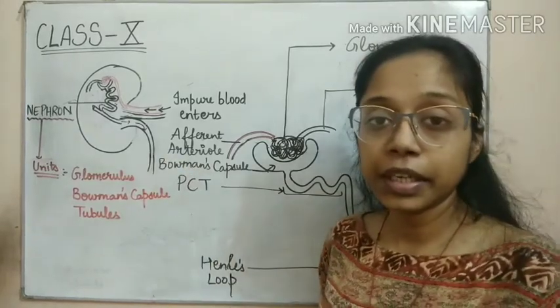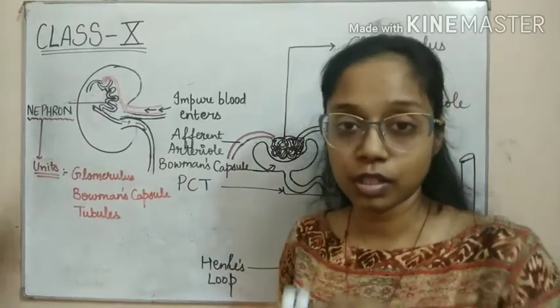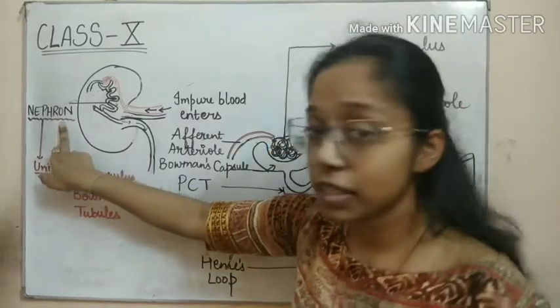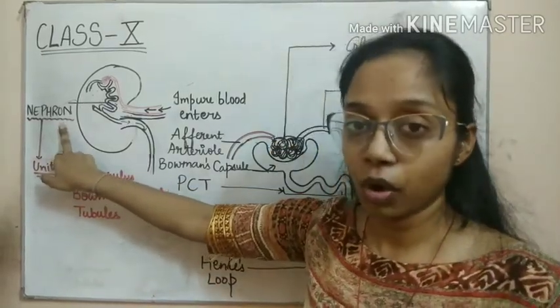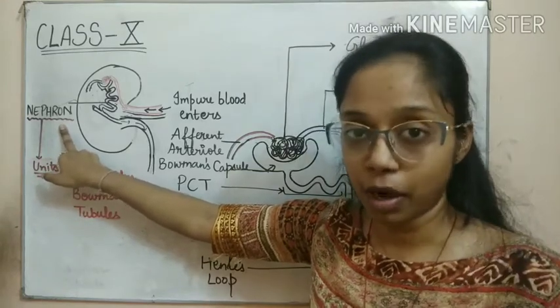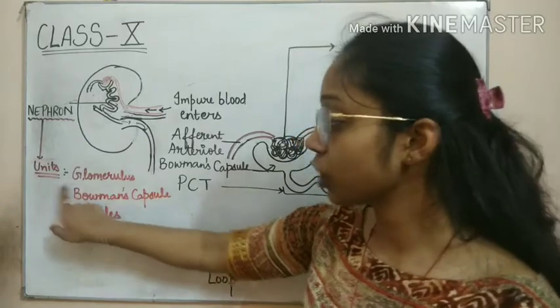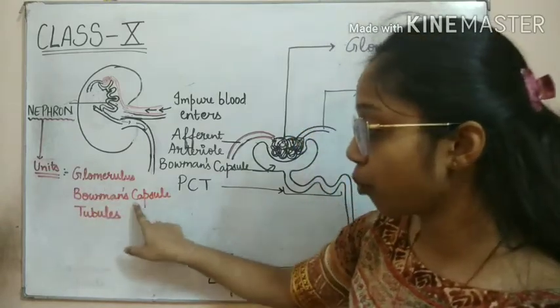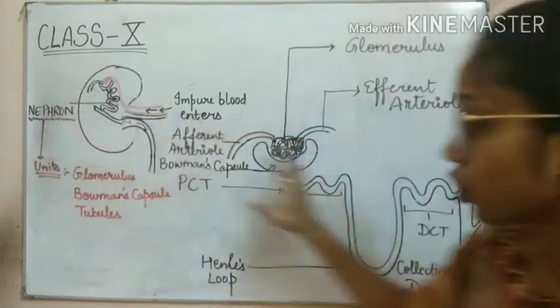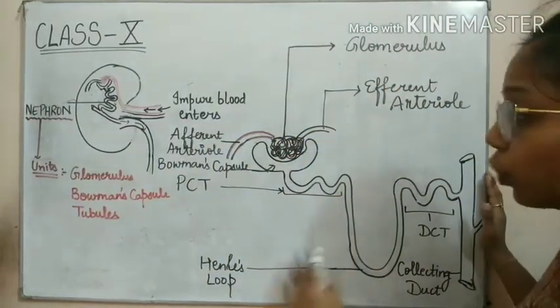Each kidney contains lakhs of nephrons, around 10 lakh nephrons. So nephron is that fundamental unit of the kidney which actually cleans the blood. Nephron has 3 units: glomerulus, Bowman's capsule and tubules. An enlarged structure of nephron is shown here.